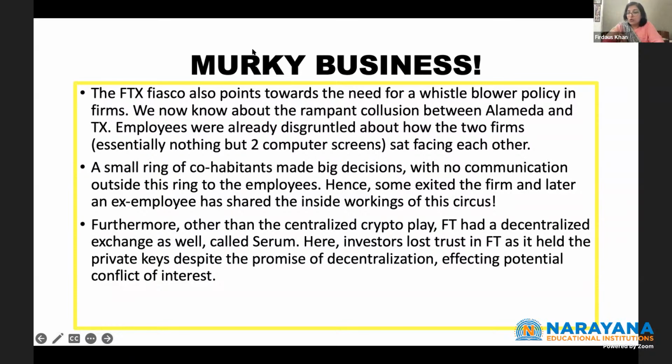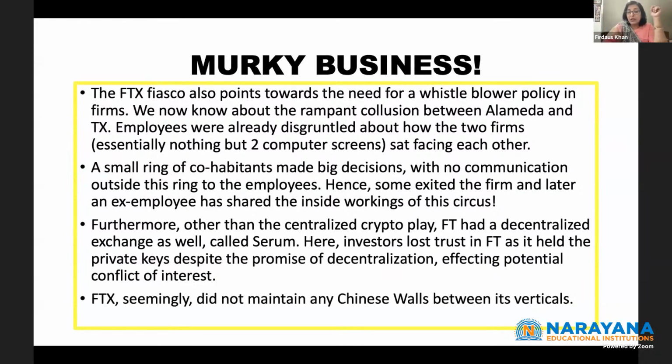So the point is that we need to be very, very clear that there has to be a distance between the stock exchange and what is being traded on the stock exchange. They cannot have undue power.